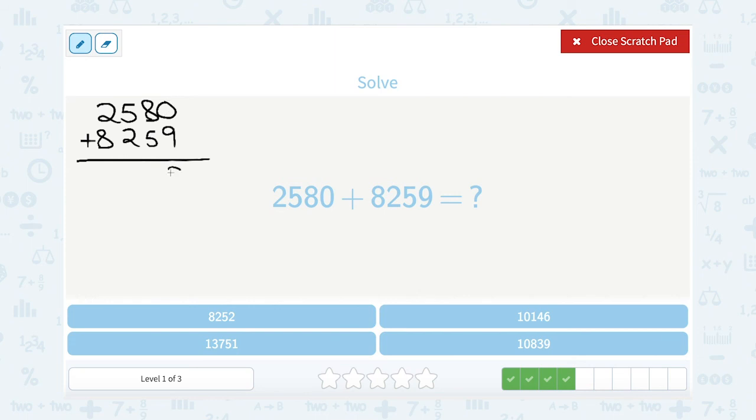9 plus 0 gives me 9. 5 plus 8 gives me 13. So I'm going to write the 3, carry the 1. 5 and 2 is 7, plus that extra 1 gives me 8. And 2 plus 8 gives me 10. So my answer is 10,839.